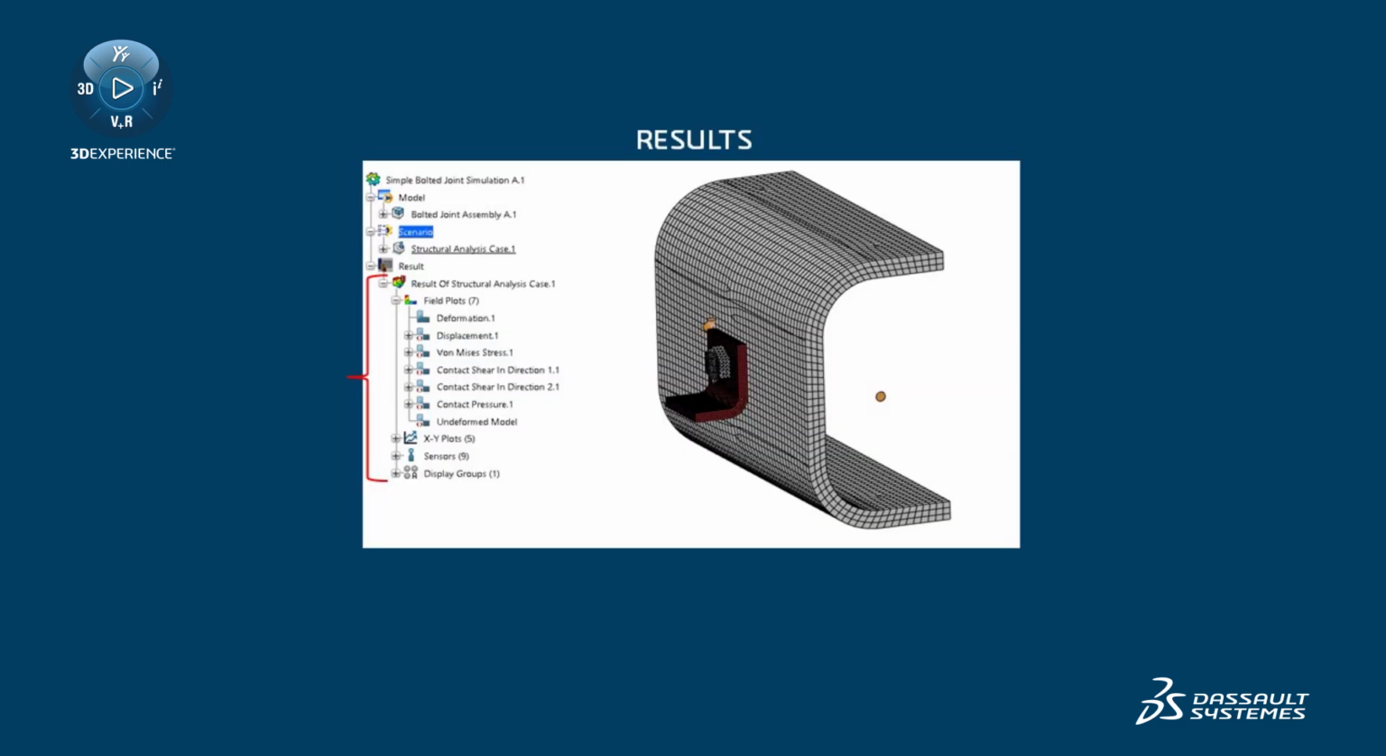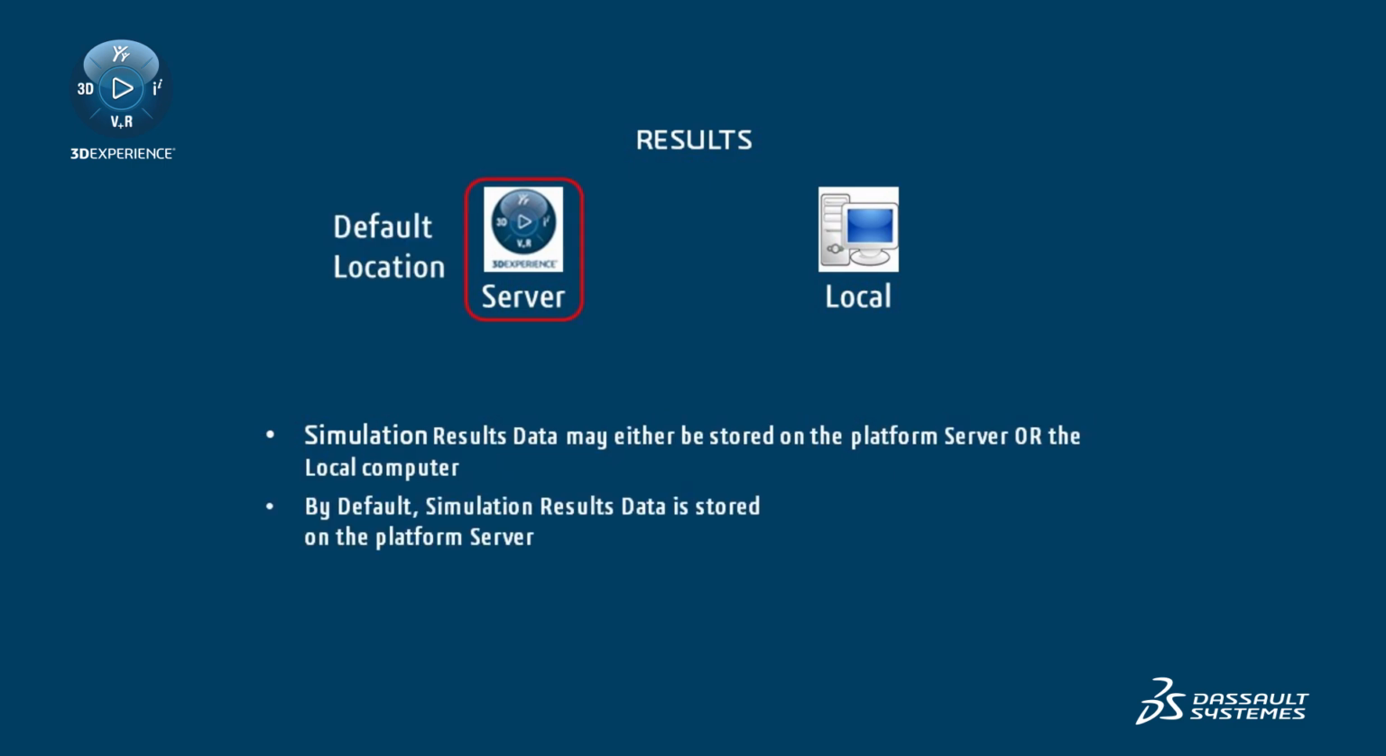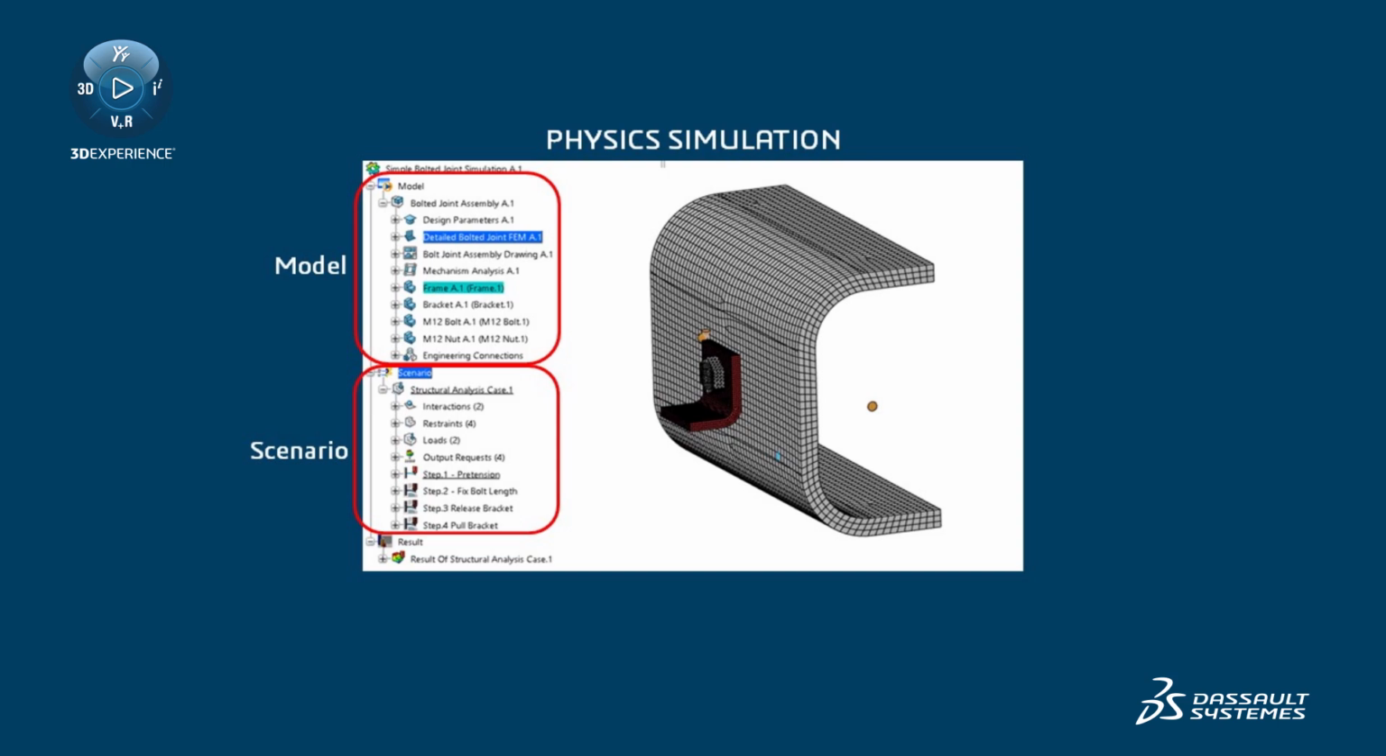The results include all data specified by the output requests in the scenario. Simulation results may either be stored on the platform server, or on the local computer. By default, simulation results are stored on the server. However, these results may require significant storage space, and academic accounts typically have limited storage capacity on the server. Therefore, we recommend storing simulation results on the local computer. Please note, model and scenario data is always stored on the server.